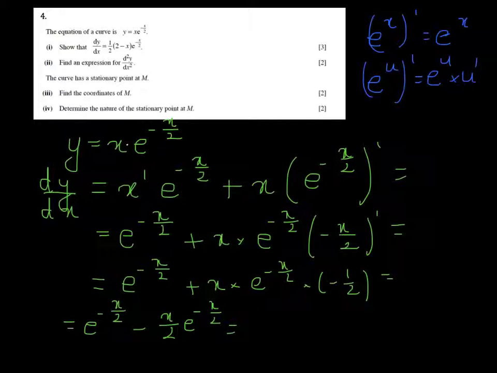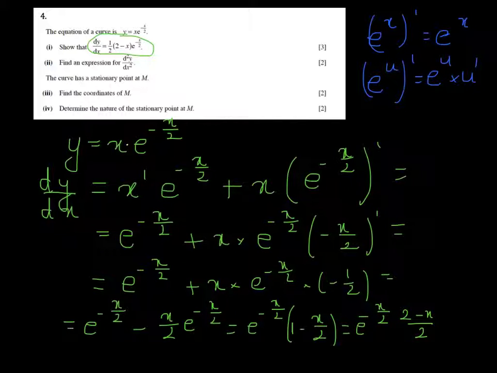And now I need to bring it to that form. I'm told to show that dy by dx is this one. So what I see there, a bracket factorized, e to the power of minus x over 2 factorized, brackets 1 minus x over 2, which is 2 minus x over 2, which is the same as the expression from there: 1 over 2, brackets 2 minus x, e to the power of minus x over 2.